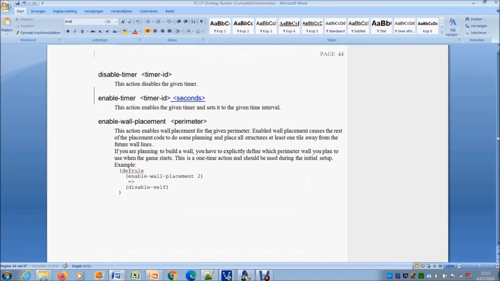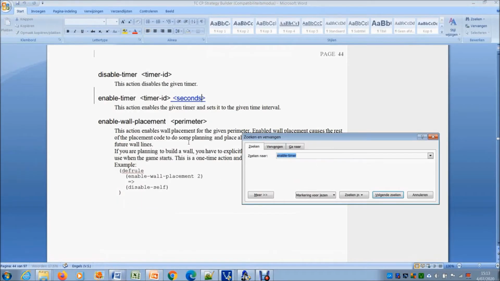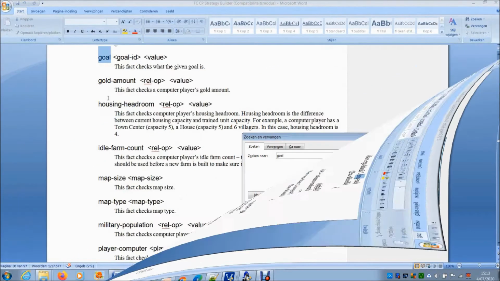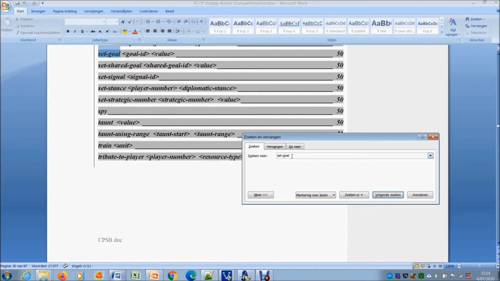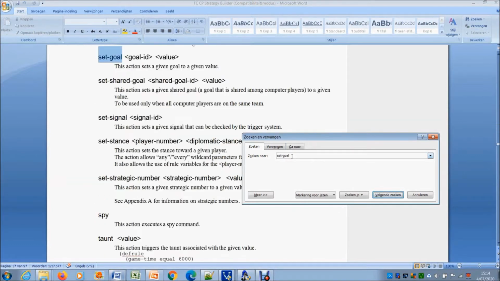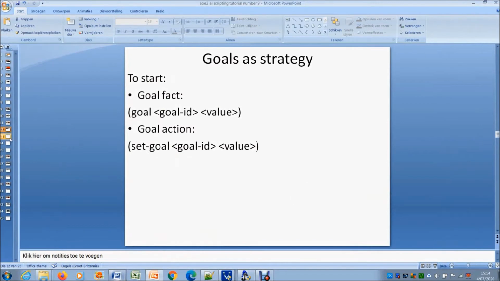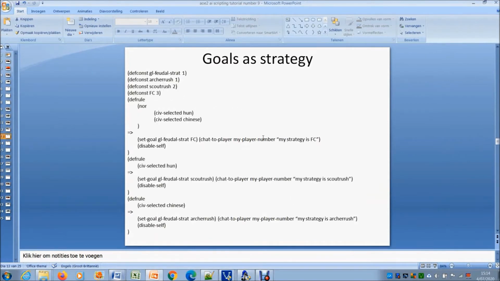We will check this in the strategy guide. Goal ID value: this fact checks what the given goal is. And then we will check the action. Set goal: this action sets a given goal to a given value. Seems easy enough.